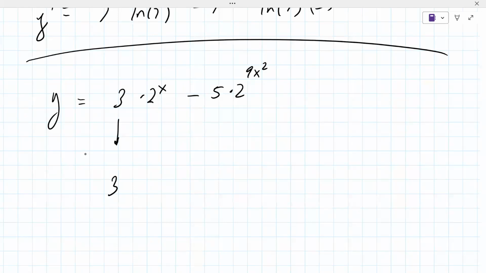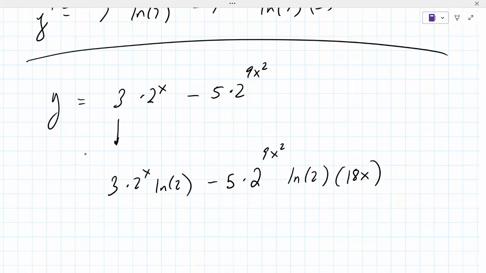Okay. 3 times 2 to the power of x times the ln of 2 minus 5 times 2 to the power of 9x squared times 18x. What about the natural log of 2? I don't know if I heard that or not. Oh, I did not put natural log of 2.